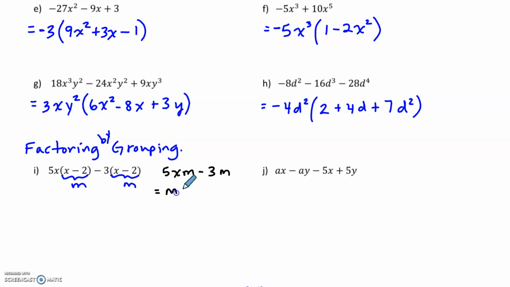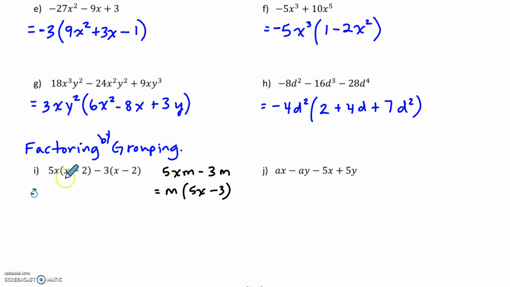So the m would come out front, and when I divide 5xm by m, I'm left with 5x, and when I divide negative 3m by m, I'm left with negative 3. All right, so we're going to do the exact same thing, but instead of the m, we're going to use the x minus 2.